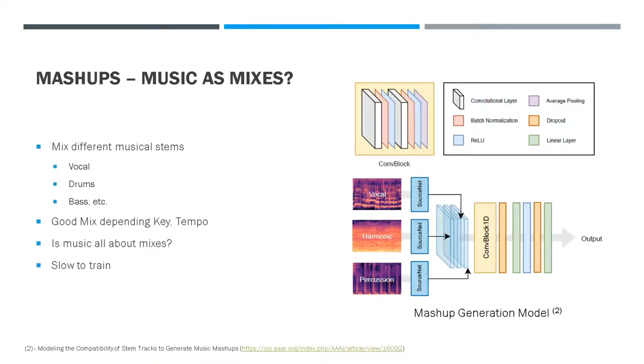Next are mashups that we create by mixing different stems of music. We take different stems like vocals and drums, and depending on key and tempo features that our network learns, it will mix these stems and label them as either good or bad. But our music is all about mixes. Secondly, these are really slow to train.